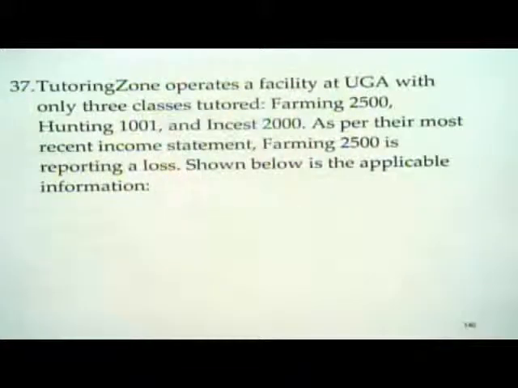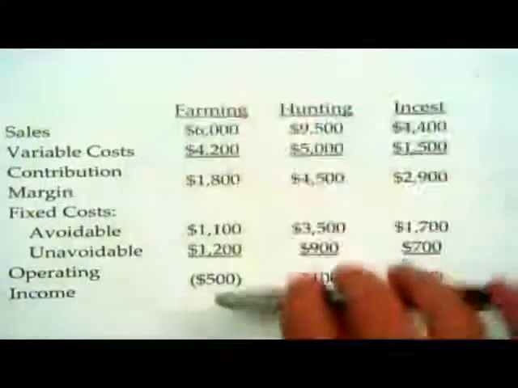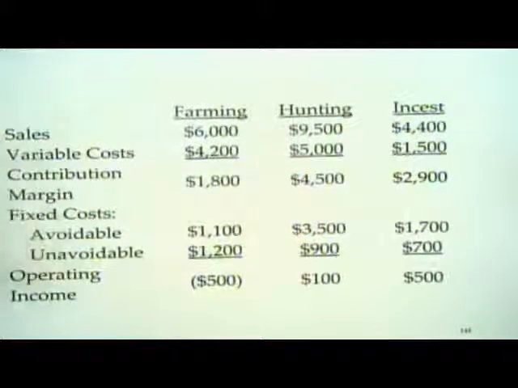So, looking here, as per their most recent income statement, farming 2500 is reporting a loss. Shown below is the applicable information. All right? And is it correct that farming is reporting a loss? Well, yeah, because if you look at the bottom line for farming, guys, look at their operating income, it's negative $500. So here we look and say, okay, sales, variable costs, contribution margin. Then under the column of fixed, we got avoidable and unavoidable.